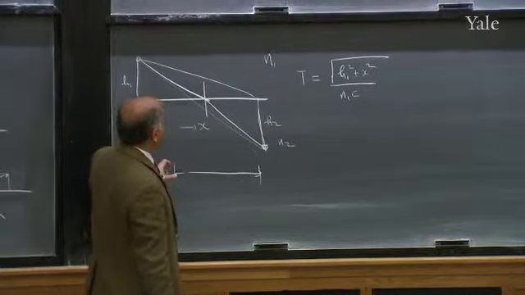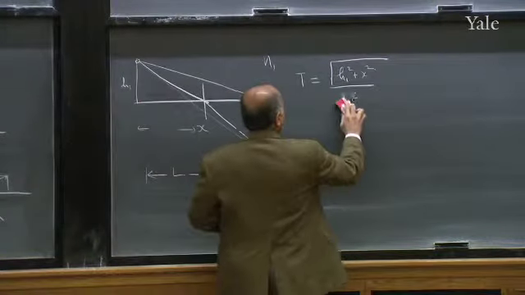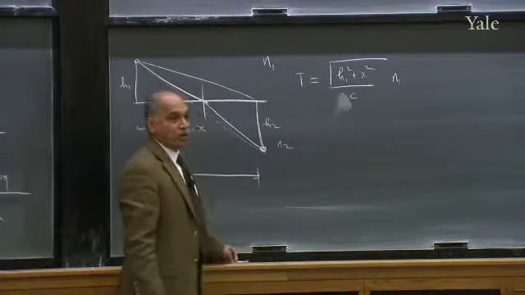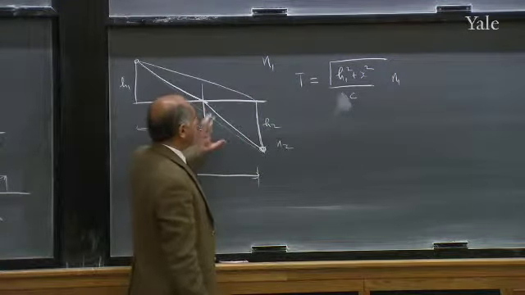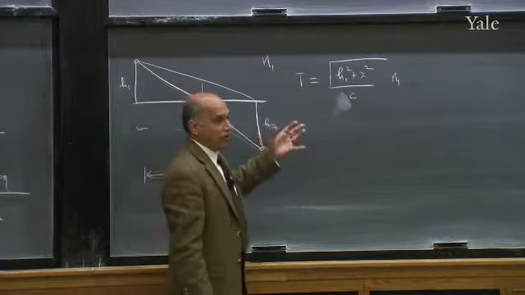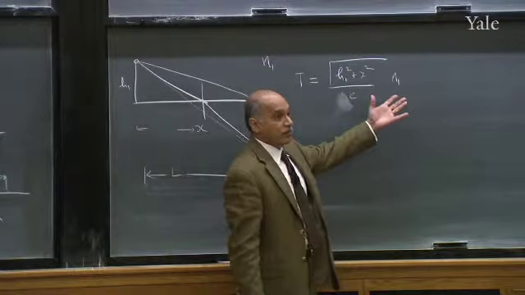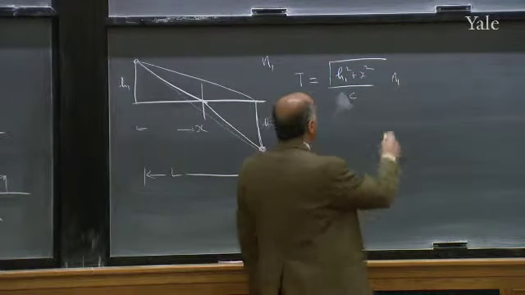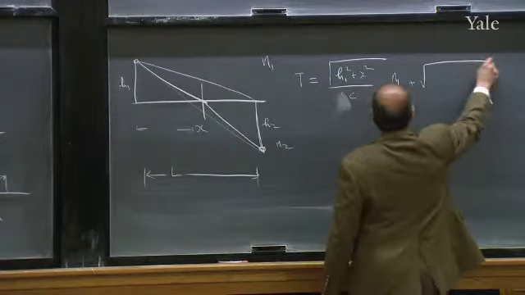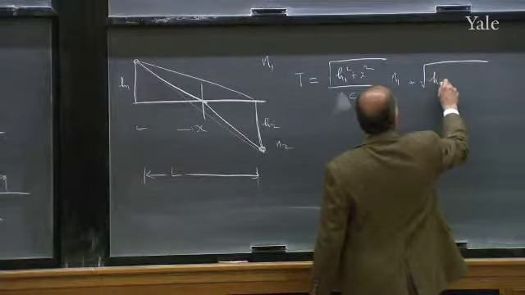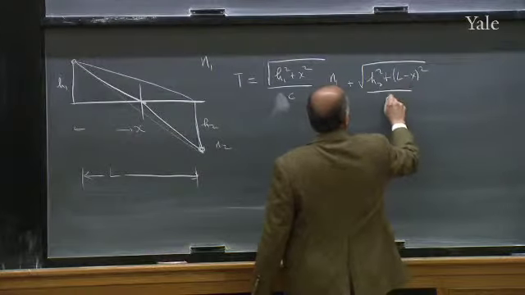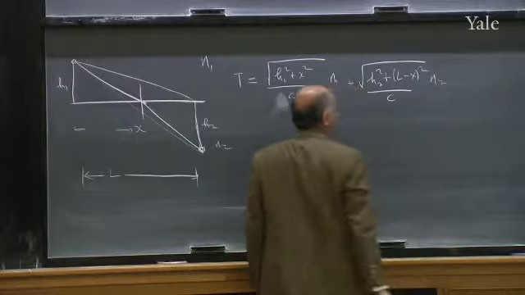Because the time, I'm sorry, not n1c, times n1. It's c over n1. You want to divide by the velocity in the medium. Velocity is c divided by n1. Also, you should know it's going to take longer in anything but vacuum, so n1 should come on top. Then you have the other term. That is square root of h2 square plus L minus x square divided by c times n2.